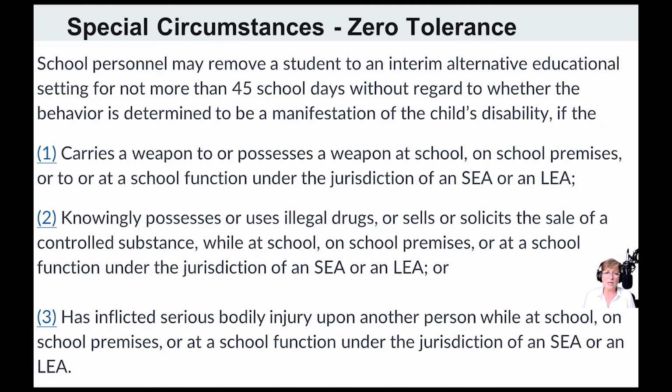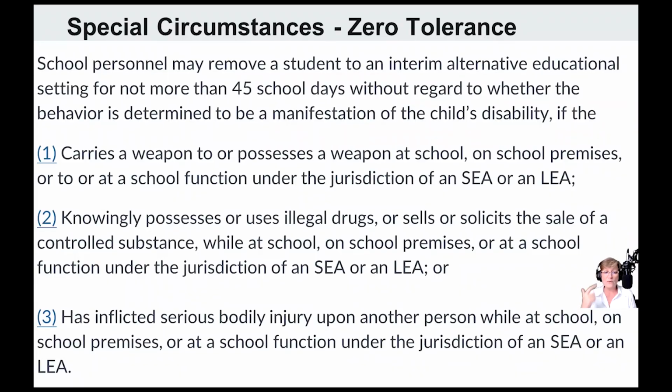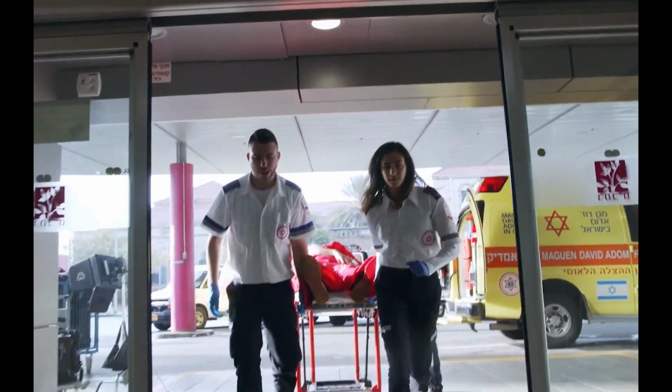School personnel may remove a student to an interim alternative education setting for not more than 45 school days, without regard to whether the behavior is determined to be a manifestation of the child's disability, if they bring a weapon, they bring drugs, or they do serious bodily injury to another person. That means somebody's about to go to the hospital.